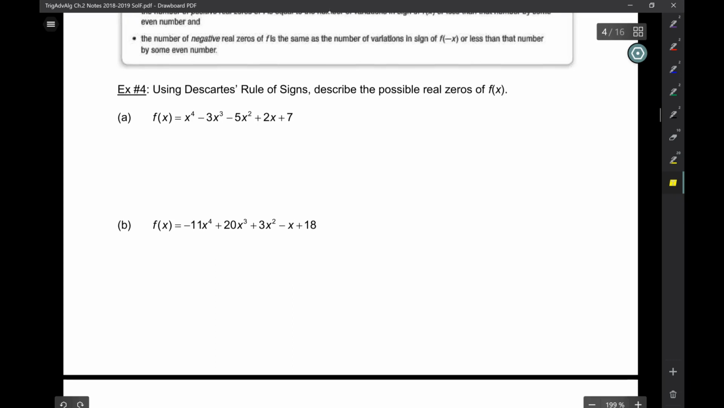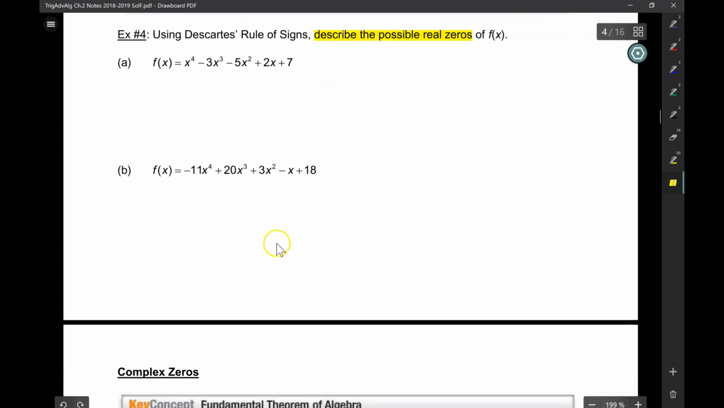Using Descartes' rule of signs, describe the possible real zeros of f of x. This is how it's going to ask you in the book. Describe the possible real zeros. So you're not going to use adjectives like, oh, they're pretty, they're cute, they're large, they're small. When it says describe, use Descartes' rule, right? Think about that, like describe, Descartes, same letters, okay? All right. So here's what we do. I know sometimes it looks scarier than it is. All right, here's what you do.